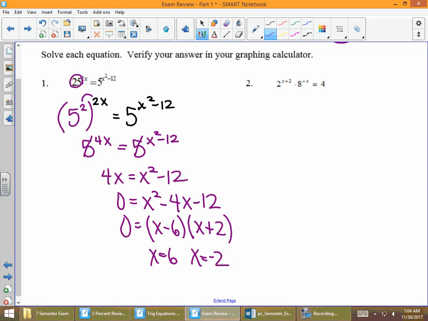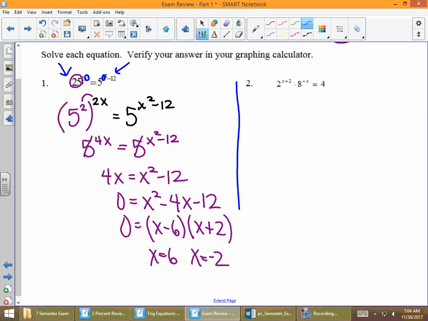If you put those back in your original problem, put 6 in for x, put negative 2 in, you will get both sides of the equation equal to each other. The other thing you can do to check these again is graph both sides and find the intersection. They would intersect at those x values.